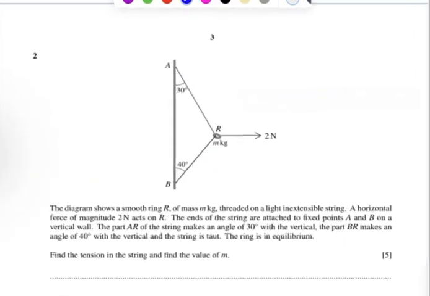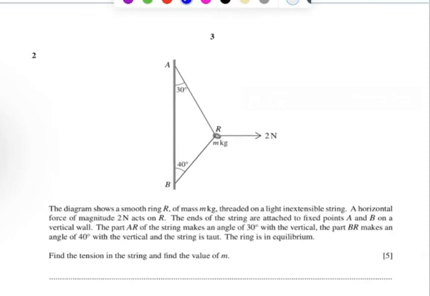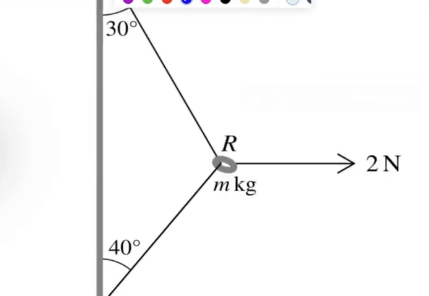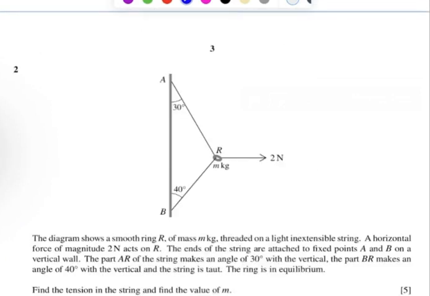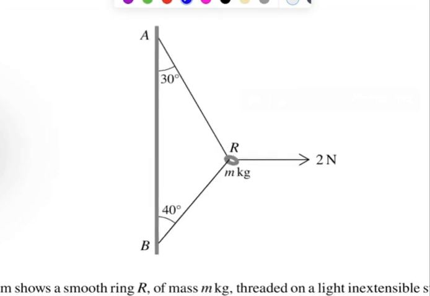Now we jump into question 2. As soon as I see a ring, it needs to ring some bells in your head. Whenever I see a ring, I know that the tension in my rope is going to be the same. Whatever the tension is on one side, it's going to be the same as the other side because it goes through the ring, and you can't have one side of the rope pulling more than the other. So that's the first trick to do with a ring.